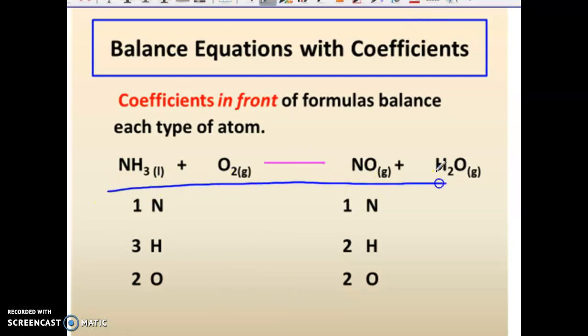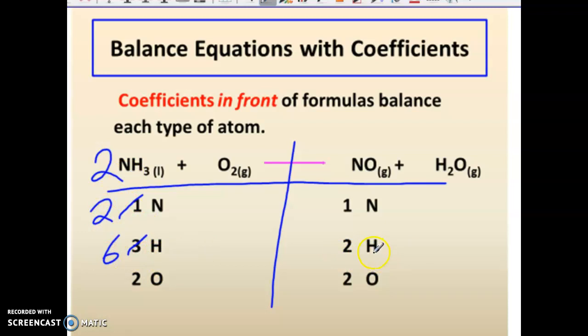All right, so we have 1 nitrogen, 3 hydrogens, 2 oxygens, 1 nitrogen, 2 hydrogens, and we have a total of 2 oxygens from the same side. So let's look at what's going to happen here. So nitrogen is fine. Hydrogen, we need the lowest common multiple. We have 3 and 2, which means we need to make them 6 each. So we're going to put a 2 in front of this NH3, but that does a couple of things. That changes our hydrogen, which is what we want to change, but it also impacts our nitrogen. Do you see that?